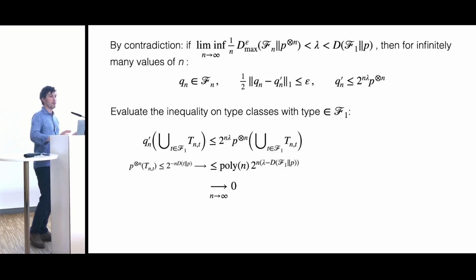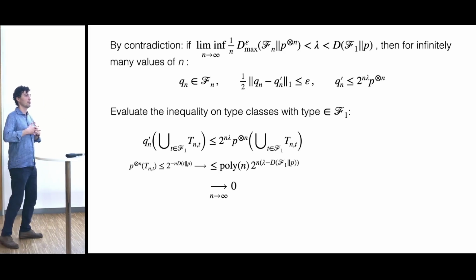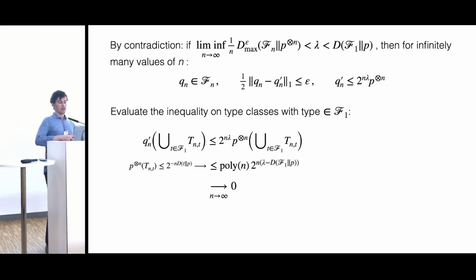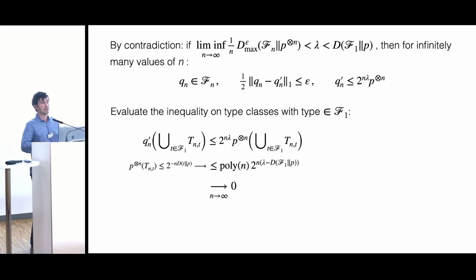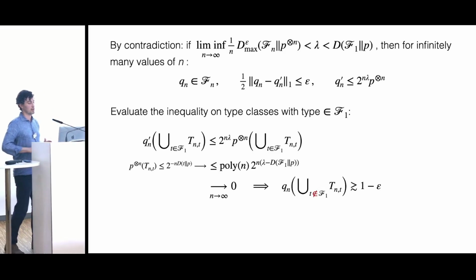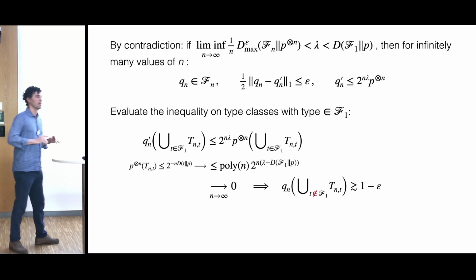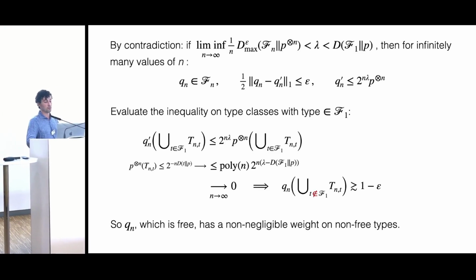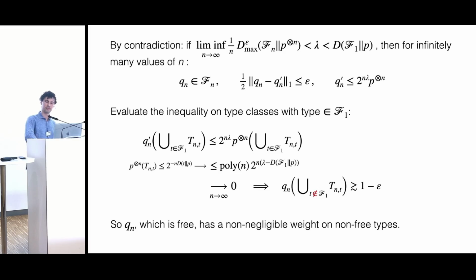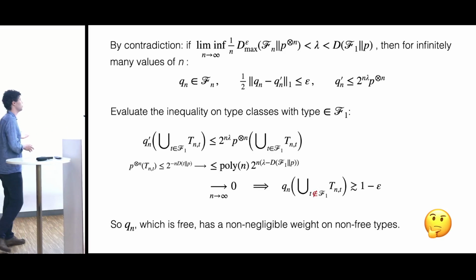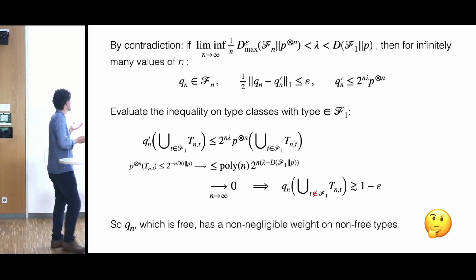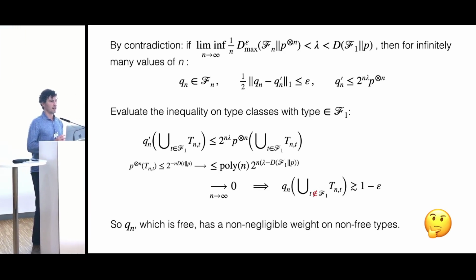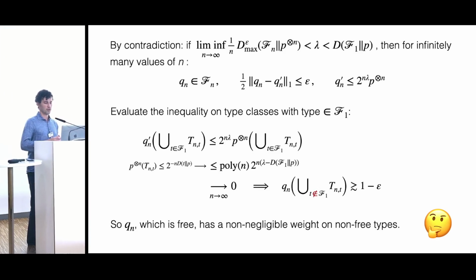So this implies that Q prime n is essentially concentrated on type classes with non-free type. Which means that Qn, which is at most at a distance epsilon from that, must have weight at least 1 minus epsilon on types that are not free. So Qn is a free probability distribution that has a non-negligible weight on non-free types. This is quite bizarre, right? It's a free probability distribution. How can it have, in the asymptotic limit, a non-negligible weight on sequences that are not free? This is very strange, and in fact, it's absurd. I'm going to deduce a contradiction from this.